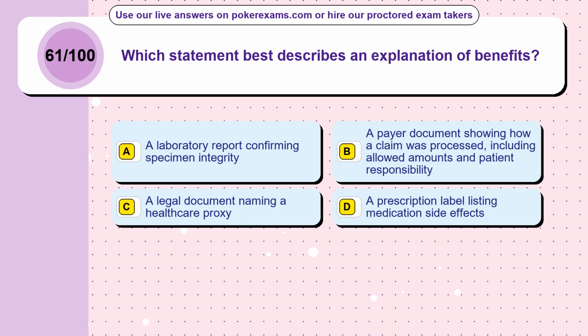Question 61. Which statement best describes an explanation of benefits? Option A. A laboratory report confirming specimen integrity. Option B. A payer document showing how a claim was processed, including allowed amounts and patient responsibility. Option C. A legal document naming a healthcare proxy. Option D. A prescription label listing medication side effects.